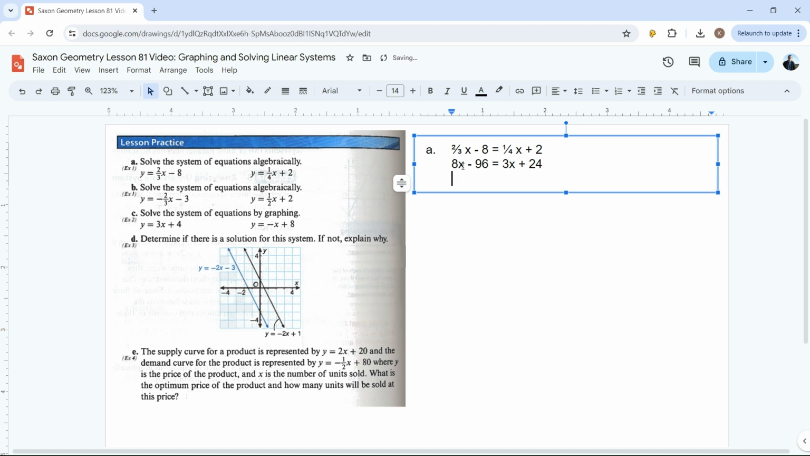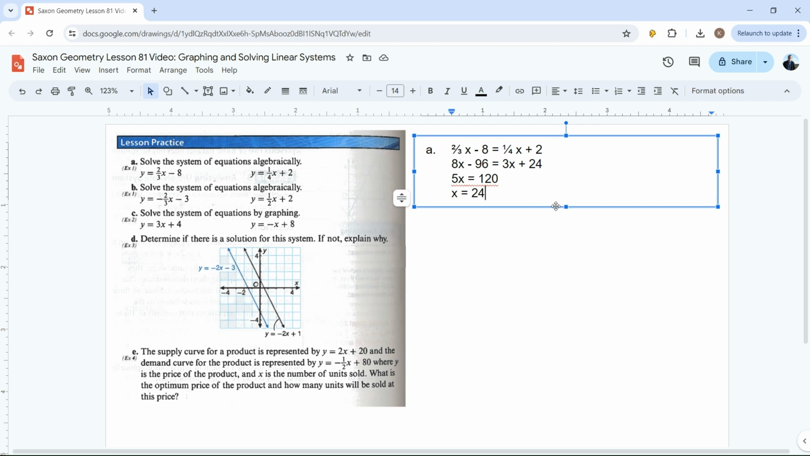All right, and this is a very solvable equation at this point. So I'm going to subtract 3x from both sides. That gives me 5x equals, I'm going to add 96 to both sides. That's going to give me 120. 5x equals 120, or x equals 24. Now, if x equals 24, I need to figure out what y is.